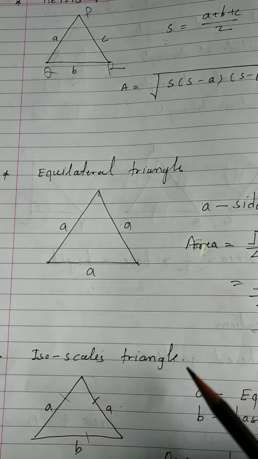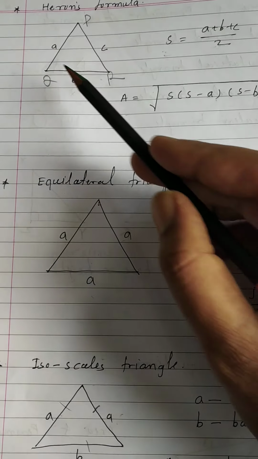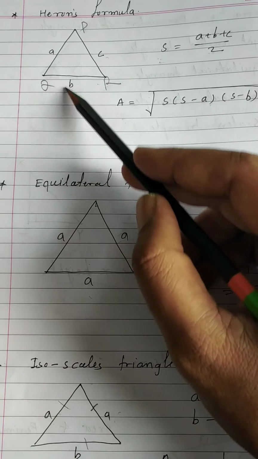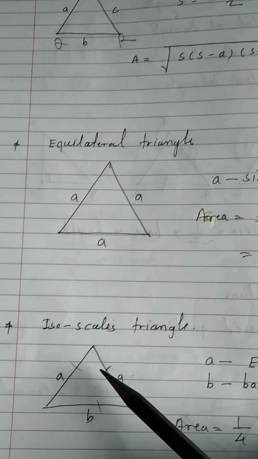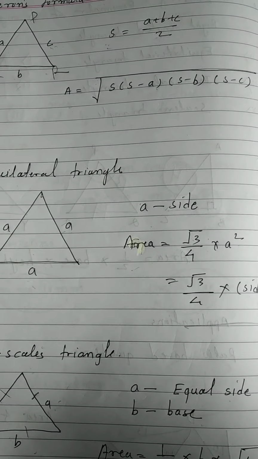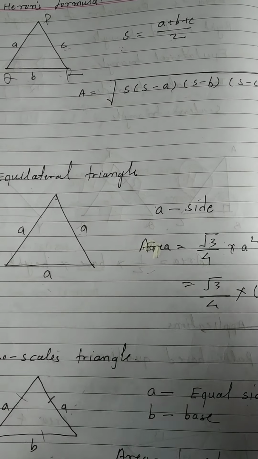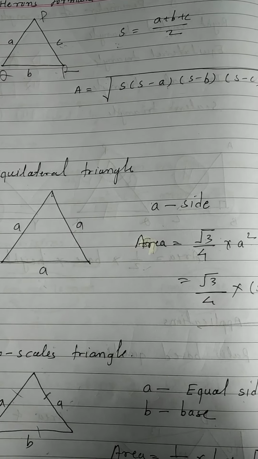Now how to find out the perimeter of these triangles? It's simple. Add all the sides. It will be A plus B plus C. It will be 3A. It will be 2A plus B. So these are the basic information as far as the area and the perimeter of the different types of triangles is concerned.